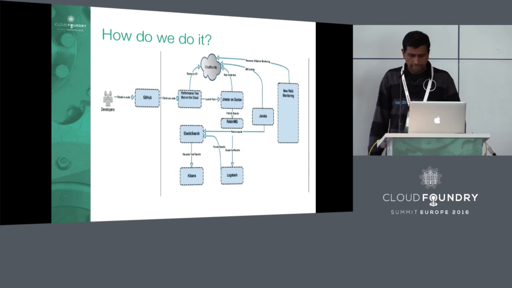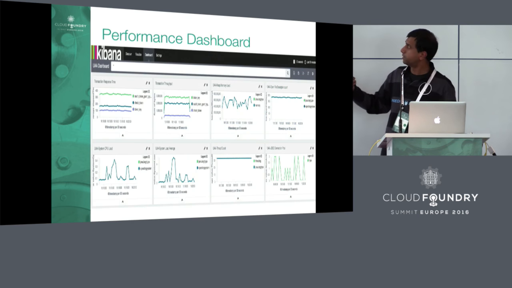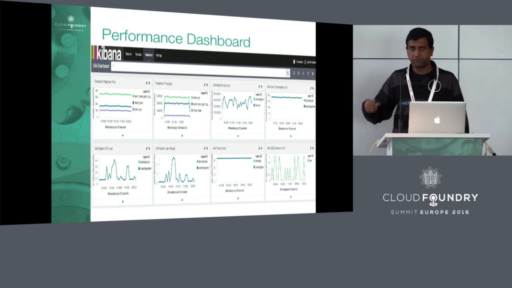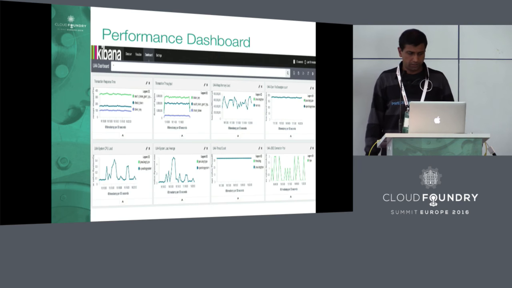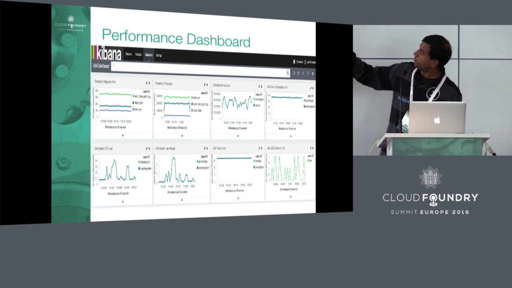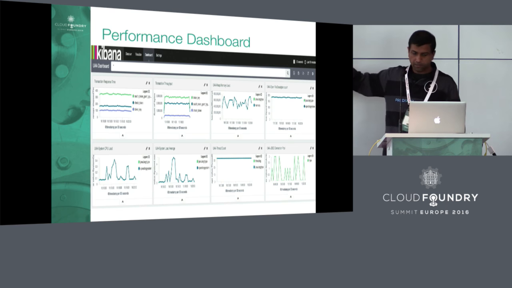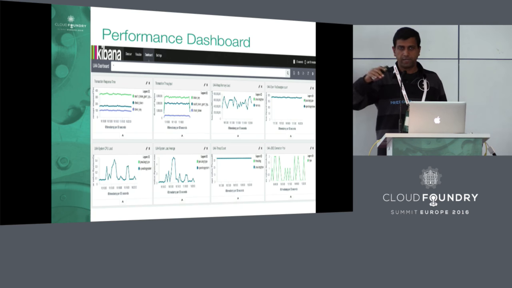So typically, we run these capacity tests on a daily basis, and the results are persisted. A typical graph looks like this in our case. This is a dashboard that we built using Kibana. As you can see, the first two boxes, the transaction response time and the transaction throughput, come from JMeter. And all the other boxes, like the memory used and file descriptors, are JMX metrics that are collected using Jolokia and persisted in Elasticsearch.